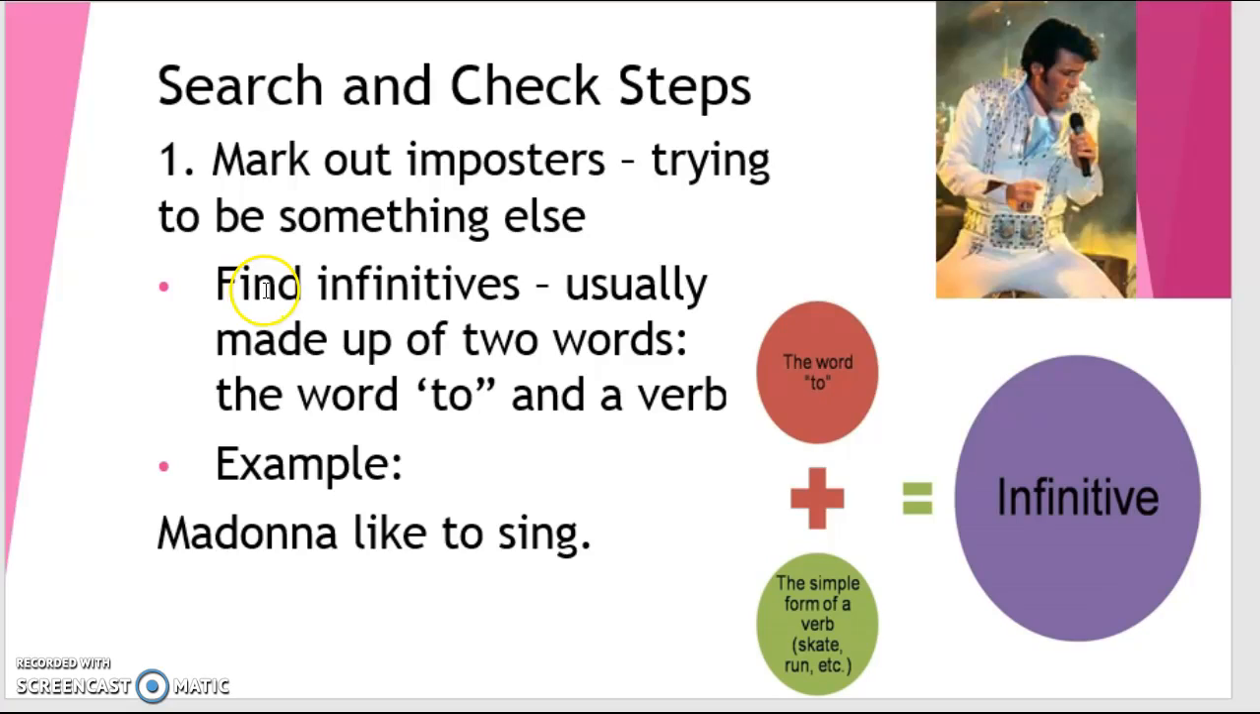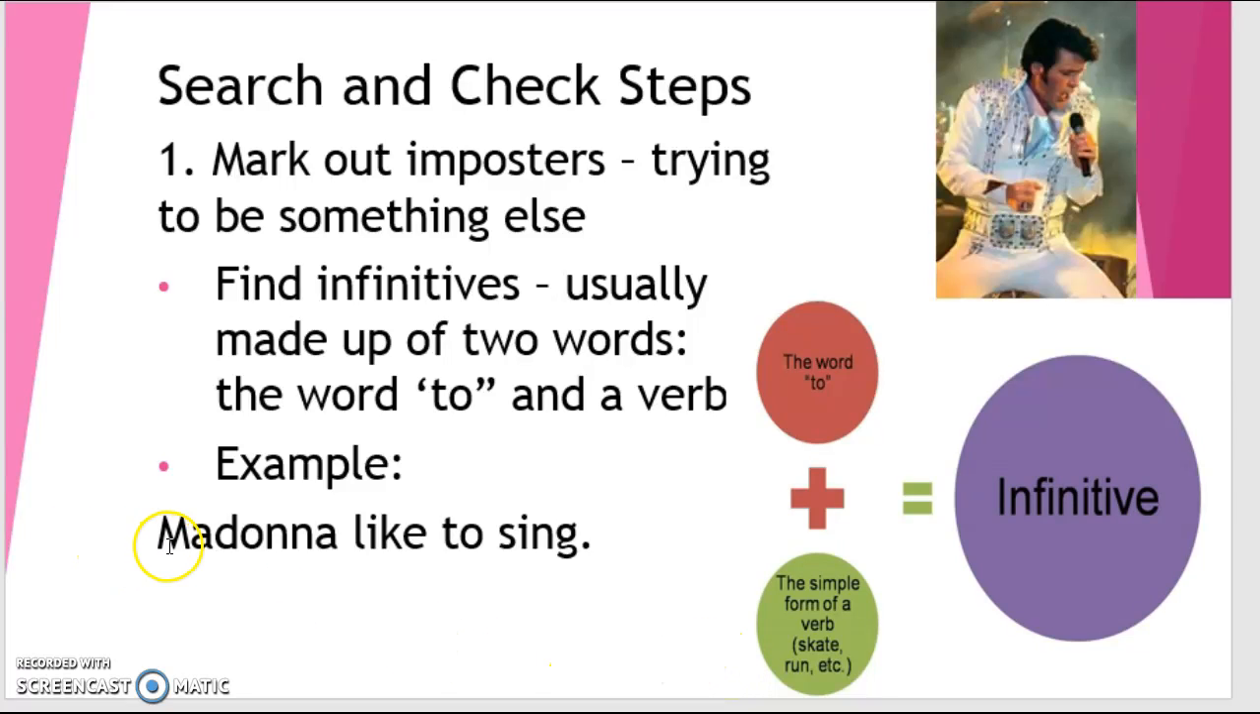So what's going to happen is we're going to be looking to find the infinitives. And infinitives are usually made up of 2 words, and they usually include the word to and a verb. So if you look at the right side here on the bottom, we have the word to plus the simple form of a verb, and they gave you skate, run, etc., equals infinitive. So to skate is an infinitive. To run is an infinitive. So those are not going to be verbs, they're going to be infinitives when you're looking at the sentences.